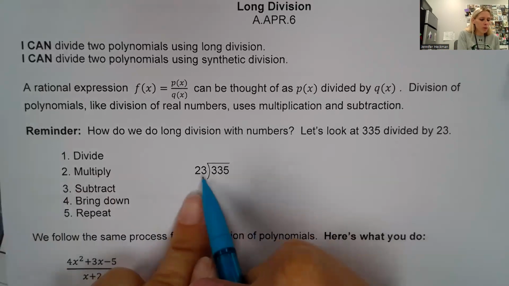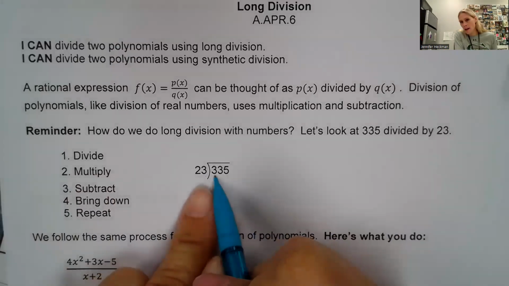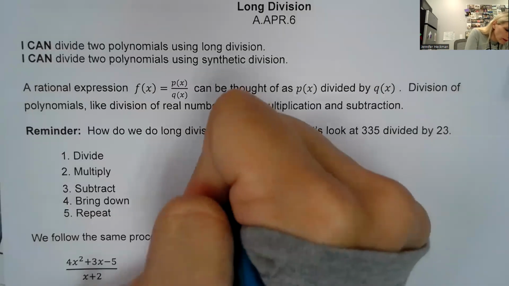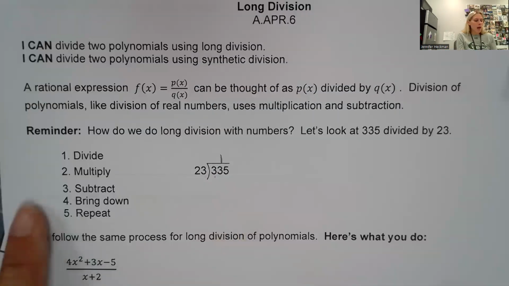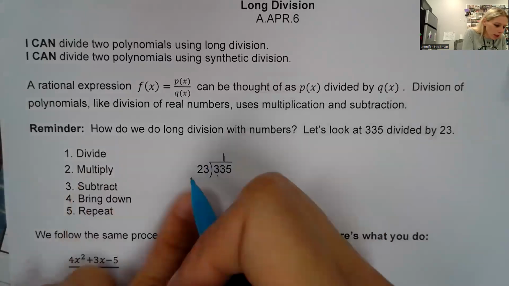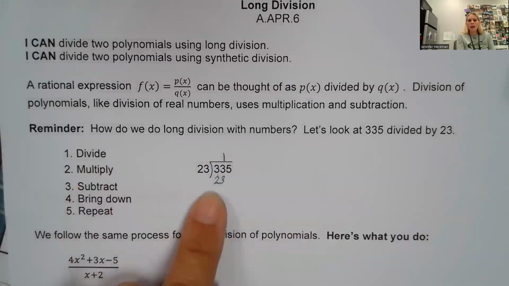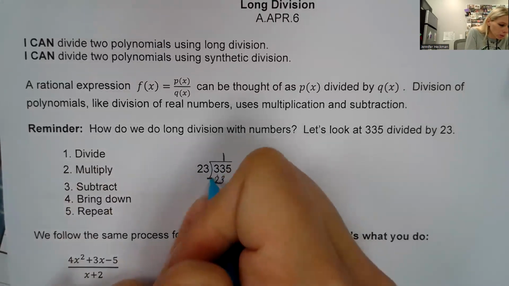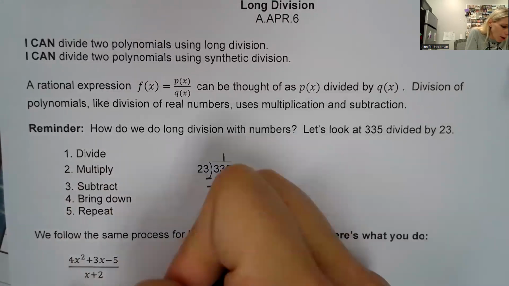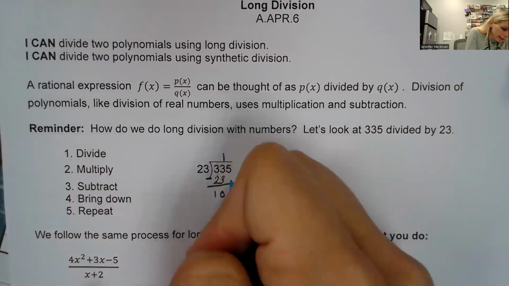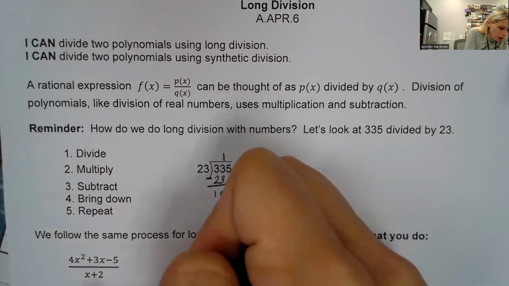So how many 23s go into 3? None. How many 23s go into 33? 1. Okay, that was our first step. Then we multiply. 23 times 1 is 23. Okay, our next step is subtraction. So we subtract straight down and we have 10. And then we bring down and repeat this all over again.